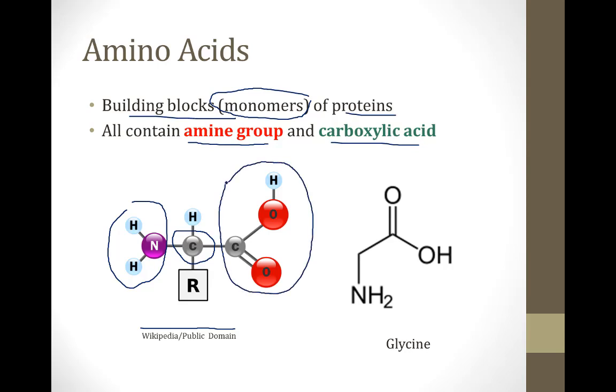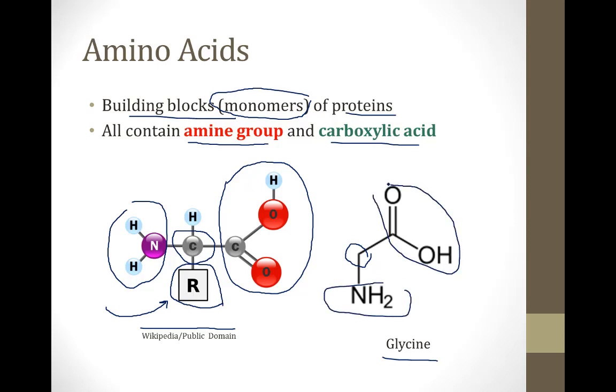What makes one amino acid different from another is this R group here that's attached to the alpha carbon. Every amino acid has a unique group that is attached to that alpha carbon. In the case of glycine, which is the simplest amino acid there is, what's attached to the carbon is just a hydrogen. So there's just a CH2 molecule here attached to the amine group and the carboxylic acid. Other amino acids have much more complicated R groups attached to that alpha carbon.